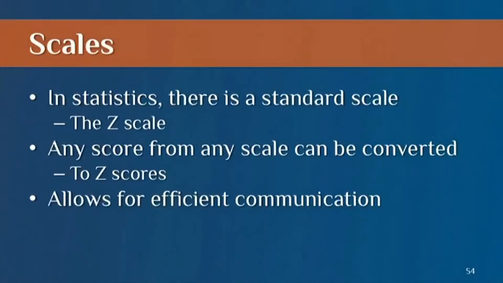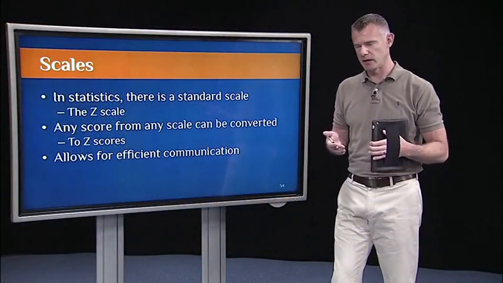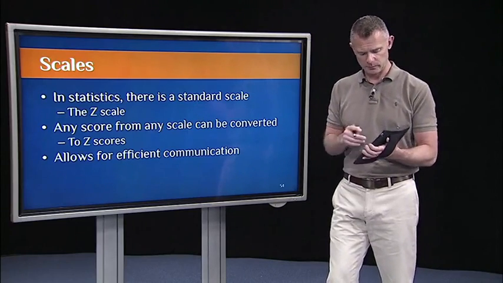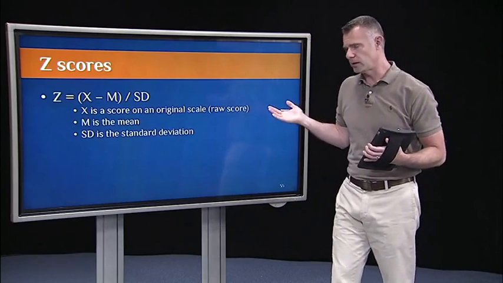But in statistics, what's nice is there's a standard scale, and it's called the Z-scale. So any score from any scale can be converted into a Z-scale with Z-scores. This allows for really efficient communication across statisticians. Scientists can share data, different researchers can share data. If everything's converted to a Z-scale, it's very easy to interpret. And it's a very simple calculation.